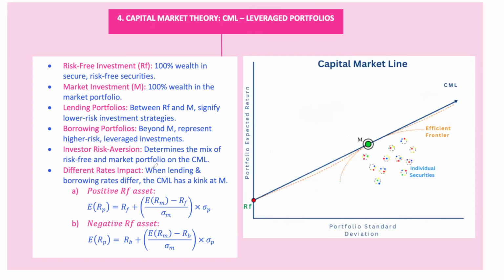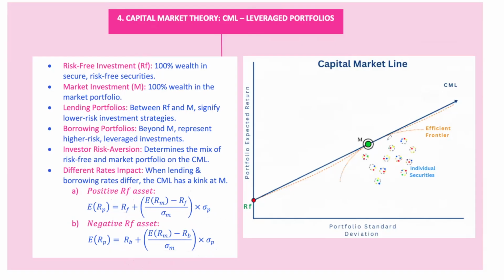But here's the problem. In the real world, borrowing isn't free. You can lend at the risk-free rate, sure, but you'll probably borrow at a higher rate, say RB. That small difference changes the slope of the line, meaning your portfolio return equals the risk-free rate plus the market's extra return per unit of risk, multiplied by your portfolio's risk. But once you start borrowing, your expected return now starts from a higher borrowing rate and rises more slowly because part of your gain goes into paying interest.